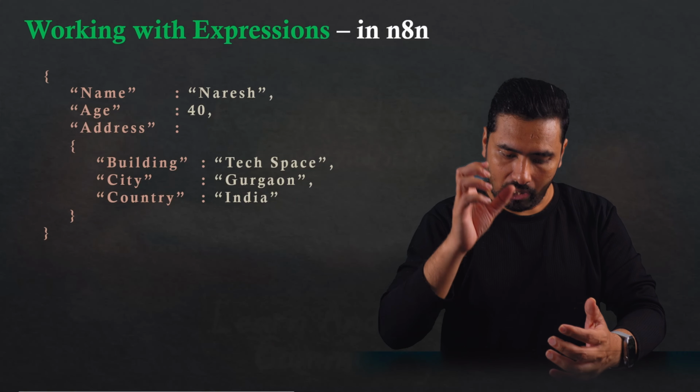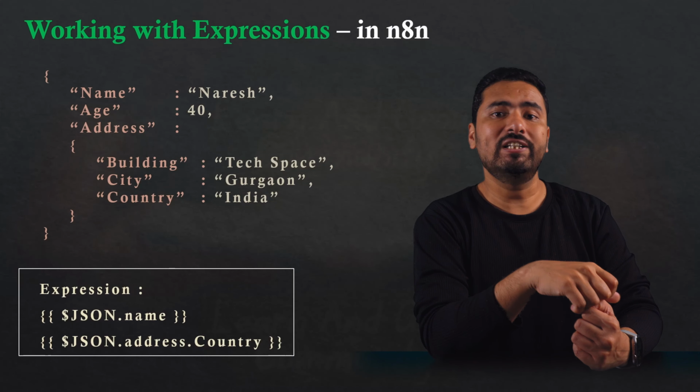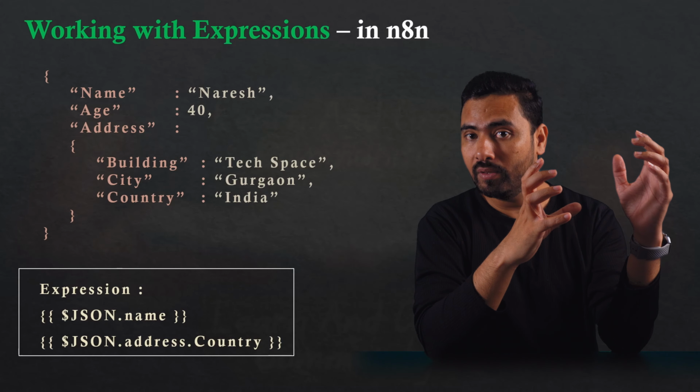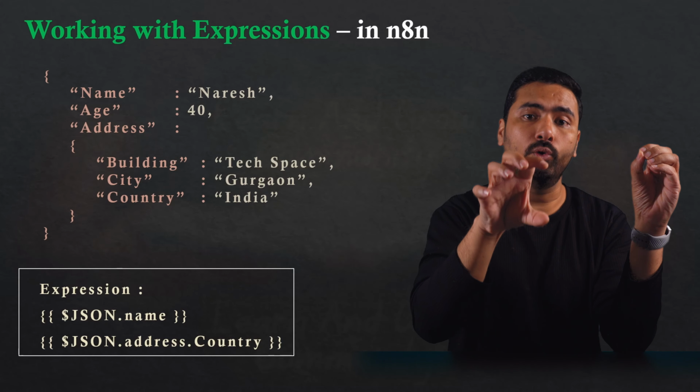Now remember this, that this $JSON expression can help you to extract the value from the incoming data, which is incoming to the current node or the present node. This means this is the node where you are using the expression, and the JSON structure is received as an input to this node. But if you want to capture data that is not incoming to the current node, but is at the previous node or somewhere else, then how will we do this? How will we capture that data?